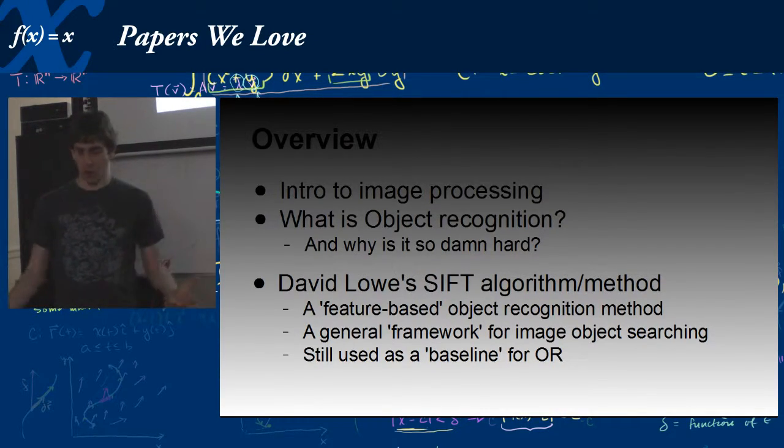So, I want to overview David Lowe's SIFT method, algorithm, paper, whatever you want to call it. It's what we call a feature-based object recognition method. I'll get into what that is and why that's important later. It was a really important paper at the time because it was the first example of somebody really solving all of the problems associated with computer object recognition at once in a really good systematic way, instead of just throwing things at the wall and hoping they stick.